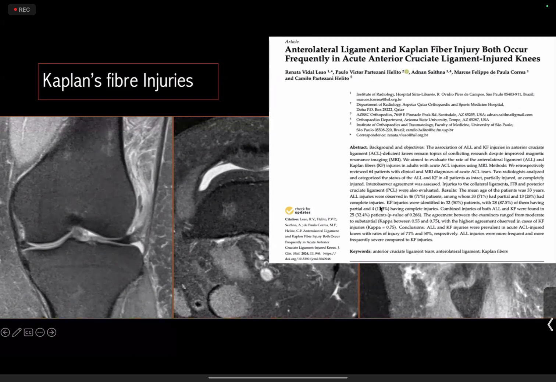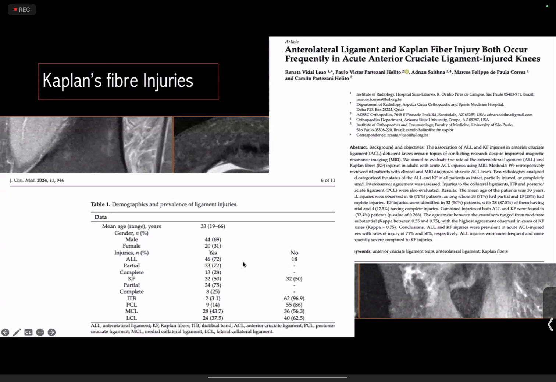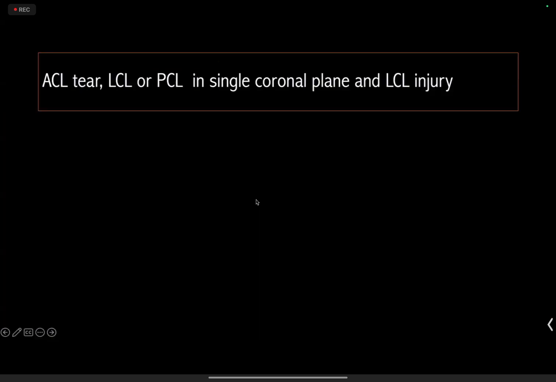This literature is from 2024. It talks about the incidence of various ligament injuries, and there is a mention that about 50% of individuals will have Kaplan's fiber affected. And please note the ALL is about 72%. The significance of these ligaments is that failures of the grafts happen if these ligaments are not addressed, and hence the surgeons are wanting information on that.